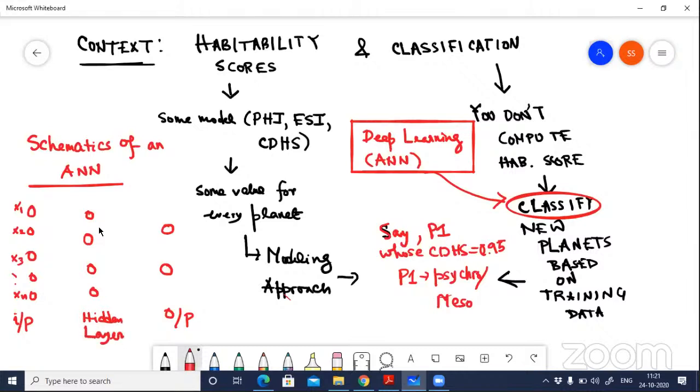Okay, and as I said before, we are considering a fully connected neural network, which means that all of these guys have to be connected to all of this. So that is why it's called a neural network, right?